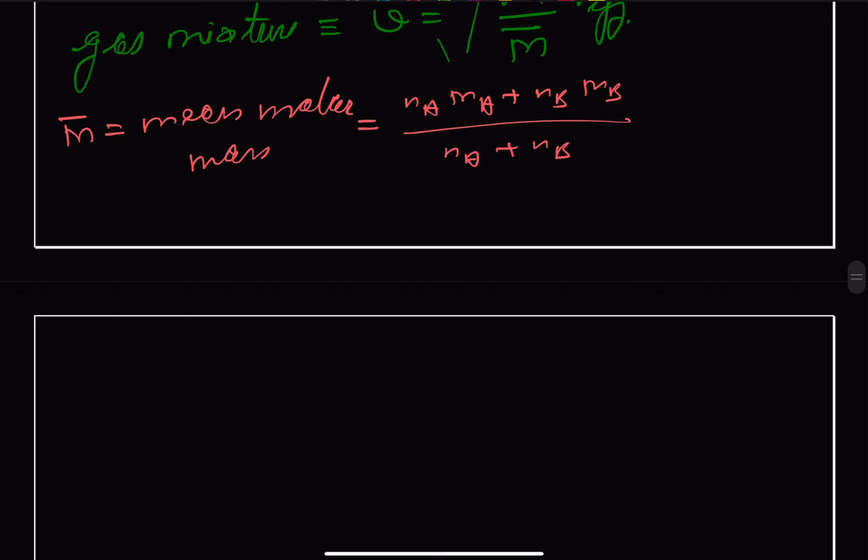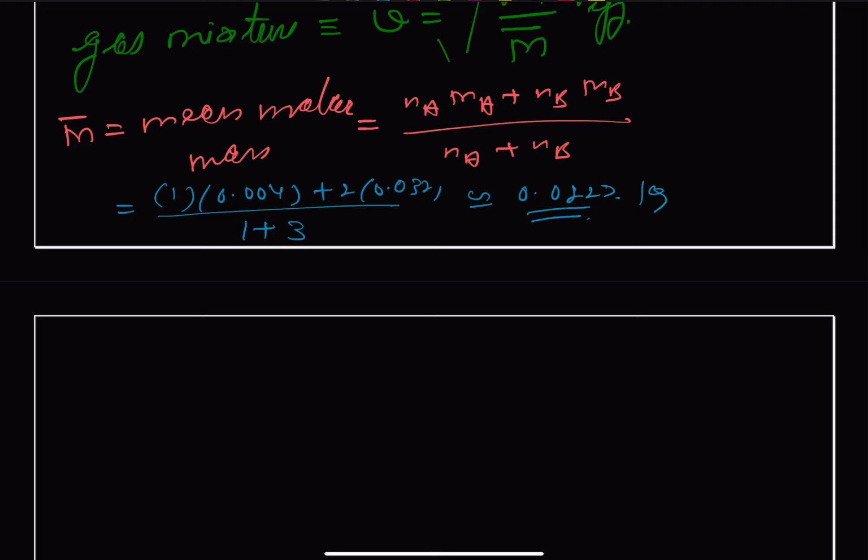So we simply substitute the values. Na was our 1, so this comes as 1 into 0.0004, Nb we found out is 2.032, and this 1 plus 3. So this will approximately be equal to 0.0227 kg per mole.